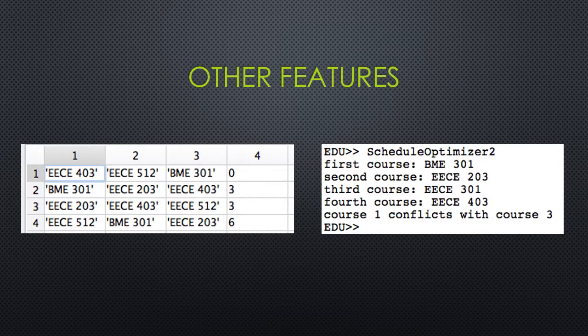Other features of this program include a matrix with the downtime for each combination of classes. So for this example, the second row, which is an independent combination of courses, shows that in a week there is 3 hours of downtime for that set of classes. The fourth row shows that for that combination of courses, there is 6 hours in a week of downtime for that set of classes. The optimizer also lets the user know if the time slots for 2 courses overlap. In this example, Course 1 conflicts with Course 3.